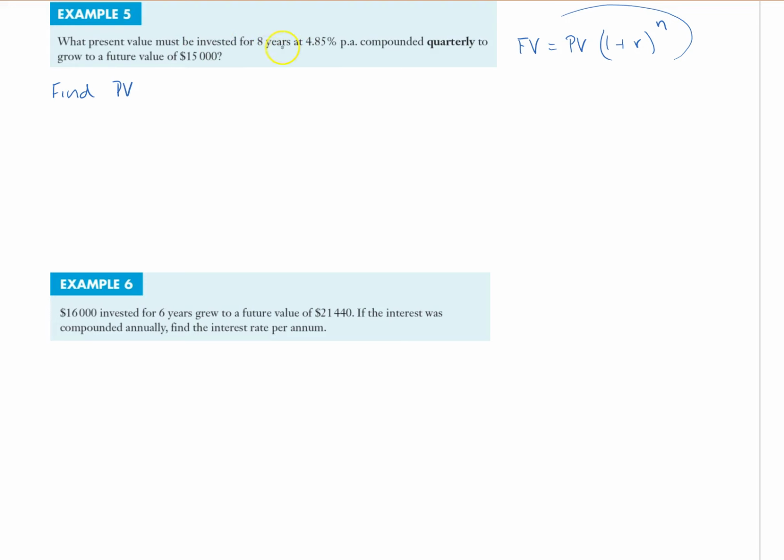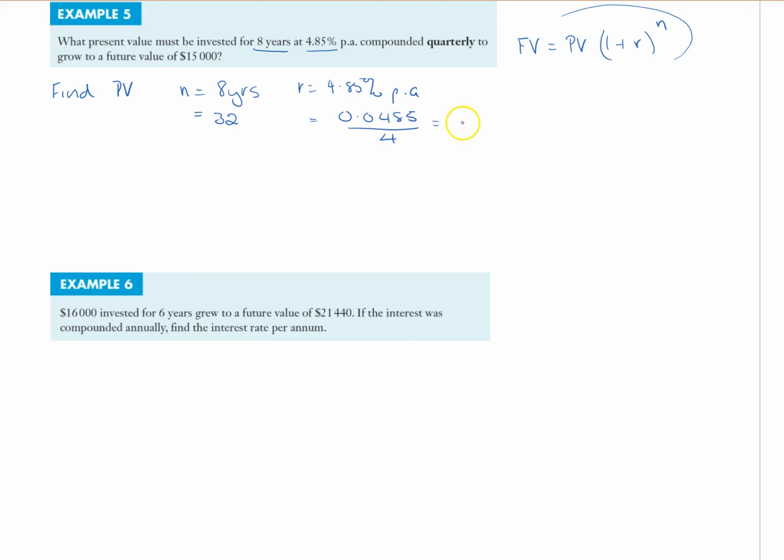Must be invested for 8 years. N is equal to 8 years at R is equal to 4.85% per annum, compounded quarterly. Now, how many quarters would be in 8 years? There would be 32, because there are 4 quarters in 1 year. And now this rate has to go to a decimal, but it has to be divided by 4 so that it's a rate per quarter.